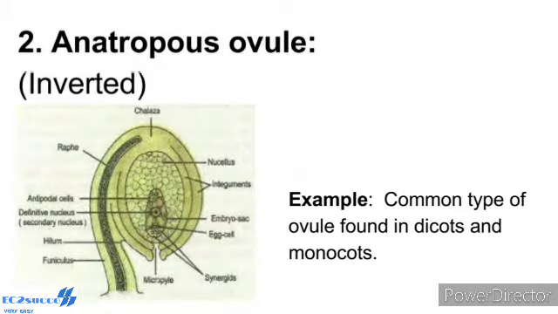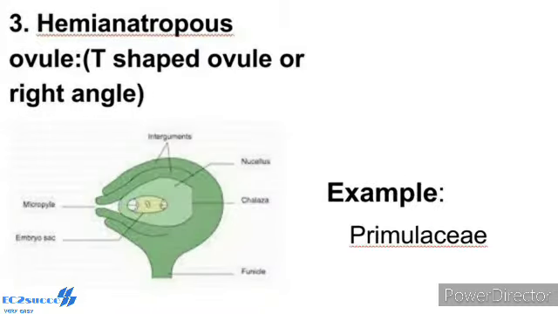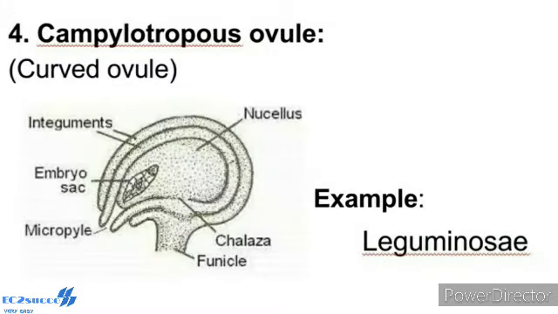Second one, anatropous ovule, that is inverted. The body of the ovule becomes completely inverted so that the micropyle and funiculus come to lie very close to each other. Example, the common type of ovule found in dicots and monocots. Third one, hemi-anatropous ovule. In this type, the body of the ovule is placed transversely and at right angles to the funicle. Example, Primulaceae.